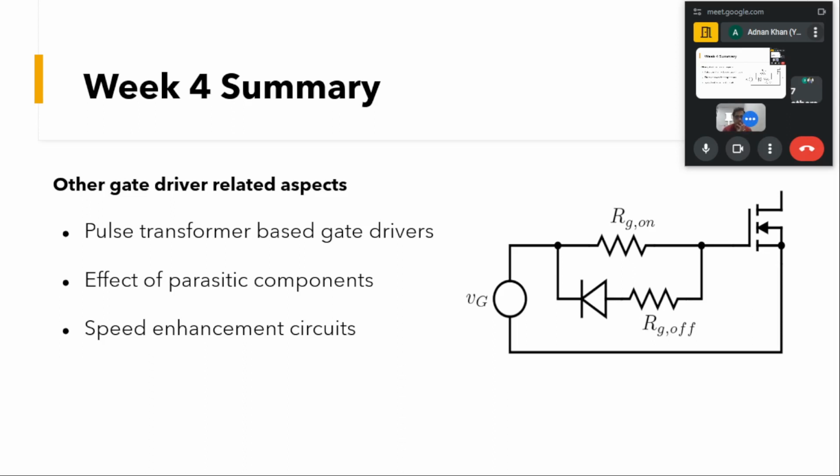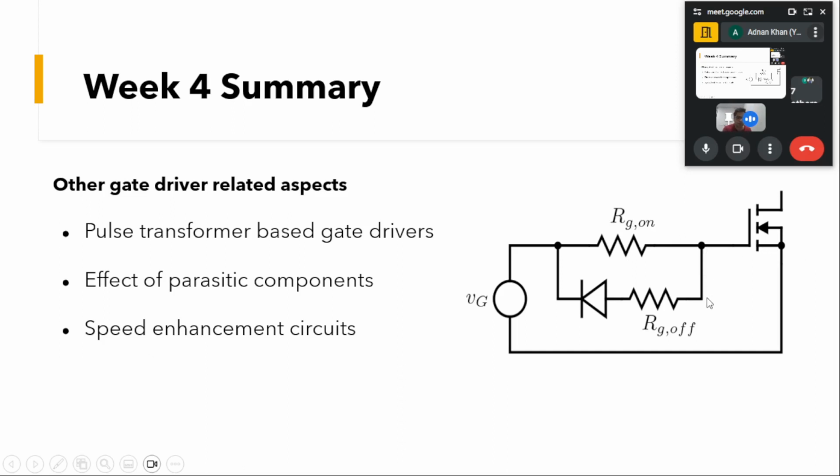During the turn on, we have to keep in mind the effect of that reverse recovery. That is why we usually keep the turn on time higher than the turn off time, in order to take into account the reverse recovery effect of the diode. That is why this RG on is kept on the higher side. But during the turn off, we want to turn off as fast as possible, so we do not want to turn off through this RG on.